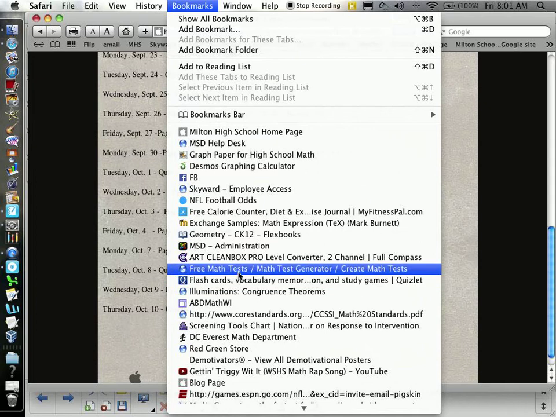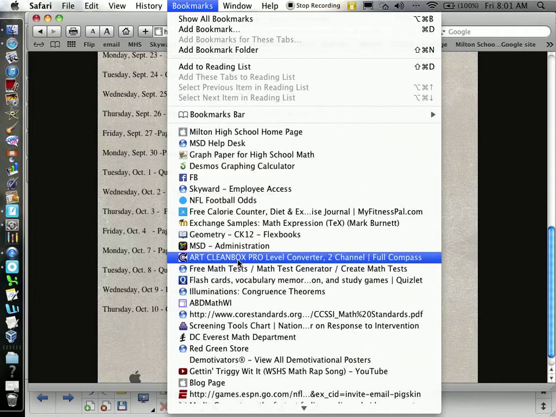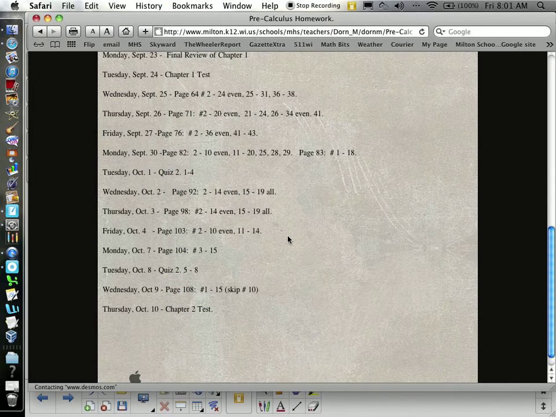Congruence theorem is math test. Free graphing. Oh, there it is.